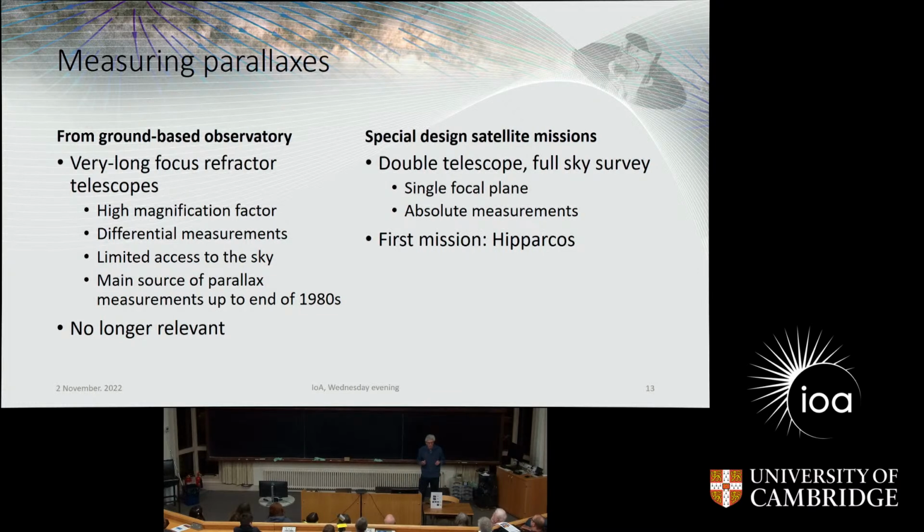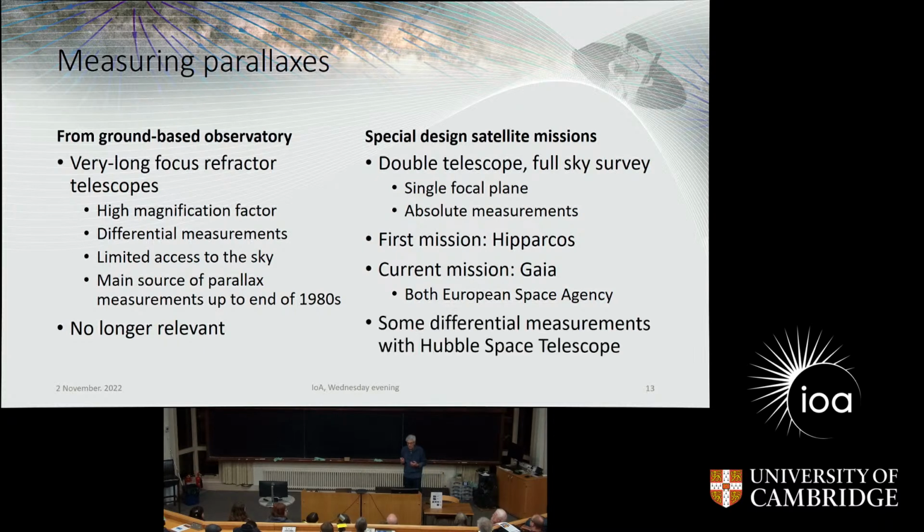First mission was Hipparcos. I'll come back to it in a minute. And the current mission is Gaia. Both of them are European Space Agency missions. European astronomy has taken a huge lead in all this work. Yeah, there's no other agency that does anything comparable. There are some differential measurements done with Hubble Space Telescope, but that's on a very small scale, and it's differential.